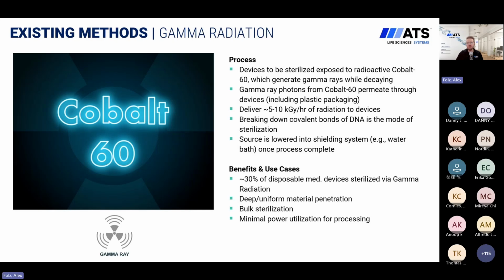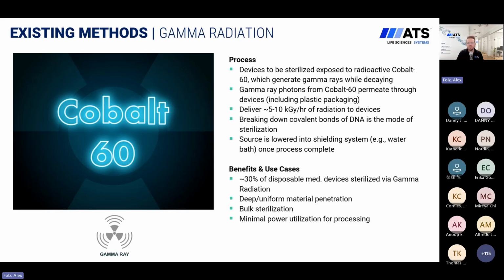Continuing on, we'll move into more of the radiation-based modalities. So the first one I'll talk about here briefly is gamma radiation. So here devices are exposed to radioactive cobalt-60 typically, some other isotopes there, but generally cobalt-60, which generates gamma rays while decaying. So gamma ray photons from that permeate through the devices, including, again, the plastic packaging, sometimes cardboard if secondary packaging is complete, and it typically is delivering 5 to 10 kilogray per hour of radiation to the devices.